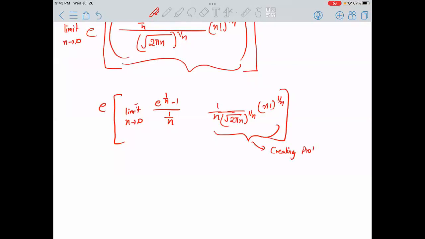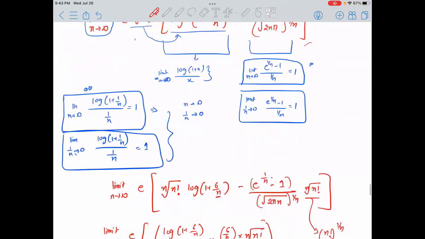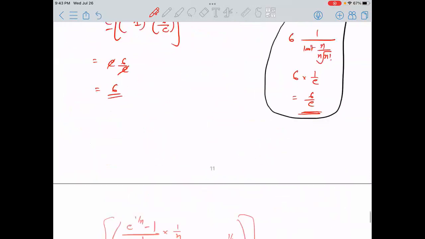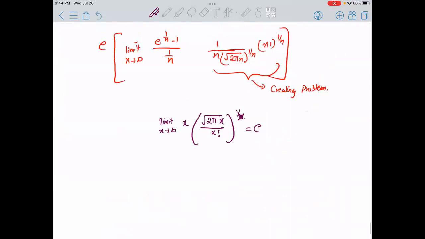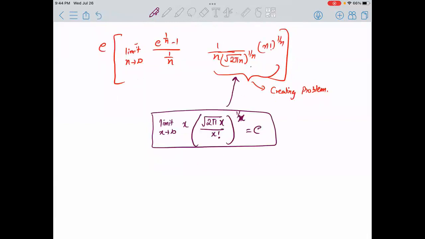Yes, sir. So we'll go and look at some standard formulas. There is one standard formula like this. So I'm writing the standard formula: limit x tends to infinity of x into root 2 pi x by x factorial whole power 1 by x is equal to e. But look, is it in the form of this? Observe carefully. So I will break this.